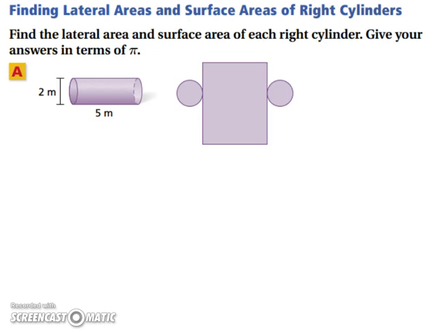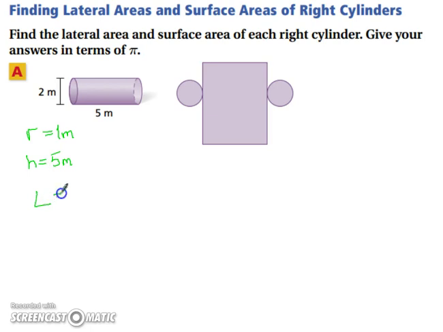Now that you've had a moment to try this on your own, let's do it together. Well, we see that we're given that the diameter is 2 meters, so that means our radius is 1 meter. And our height is 5, nothing has changed there.